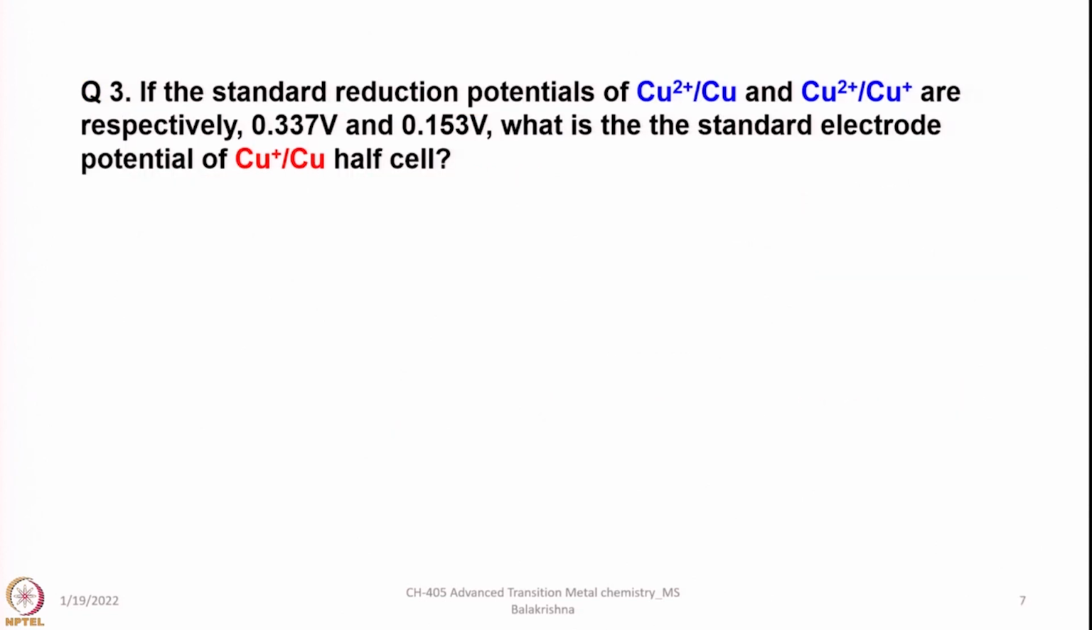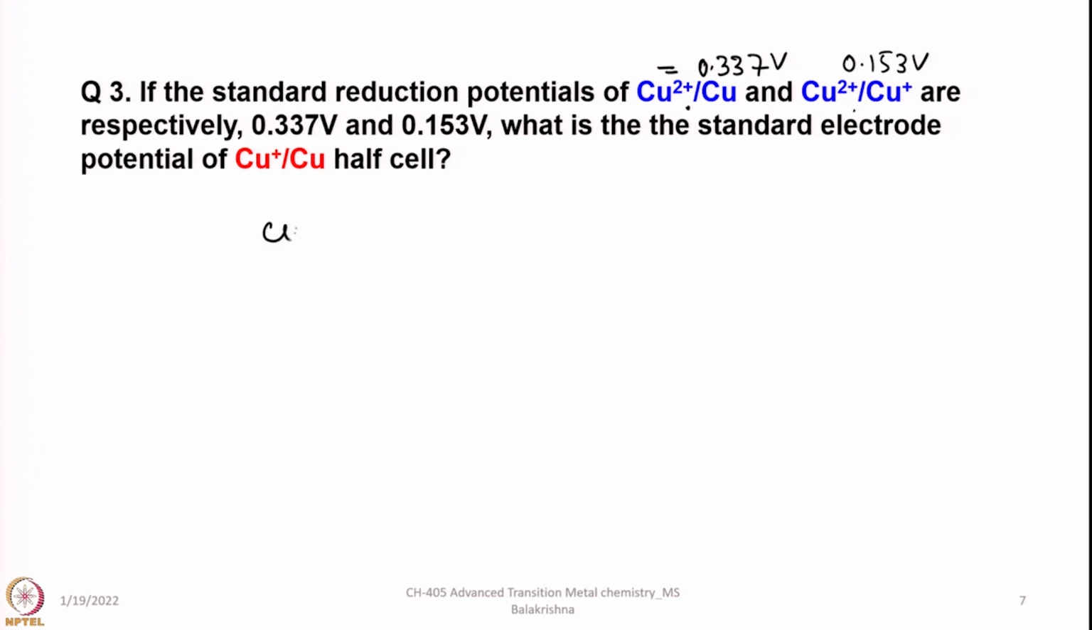So, let us look into one more question here. If the standard reduction potentials of copper 2 plus to copper and copper 2 plus to copper plus are given as 0.337 and 0.153 volts respectively, what is the standard electrode potential of the copper plus to copper half cell? So, what is given here, the values for this are 0.337 and for this one it is 0.153 volts. Now let us calculate delta G for this one.